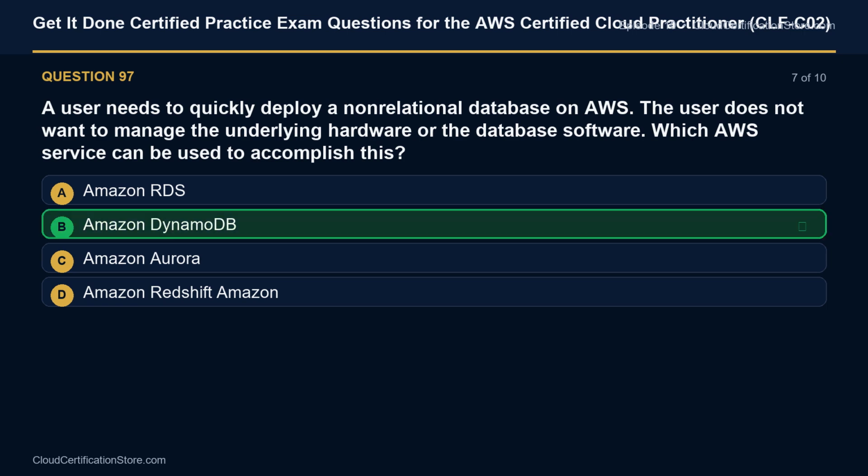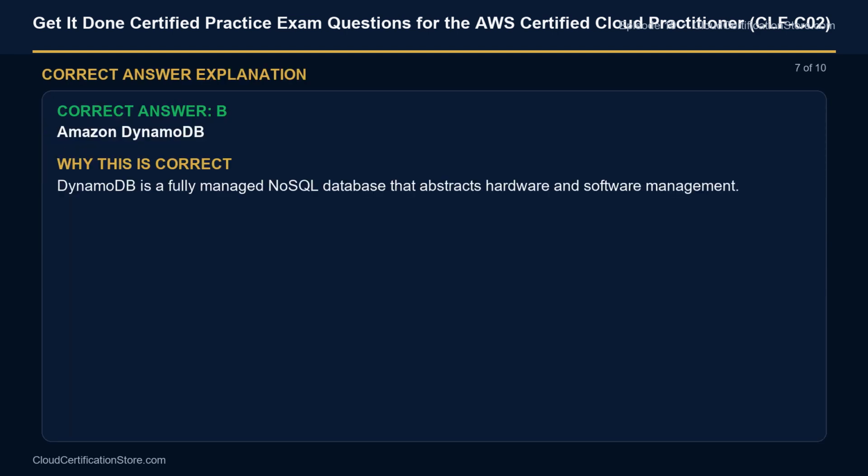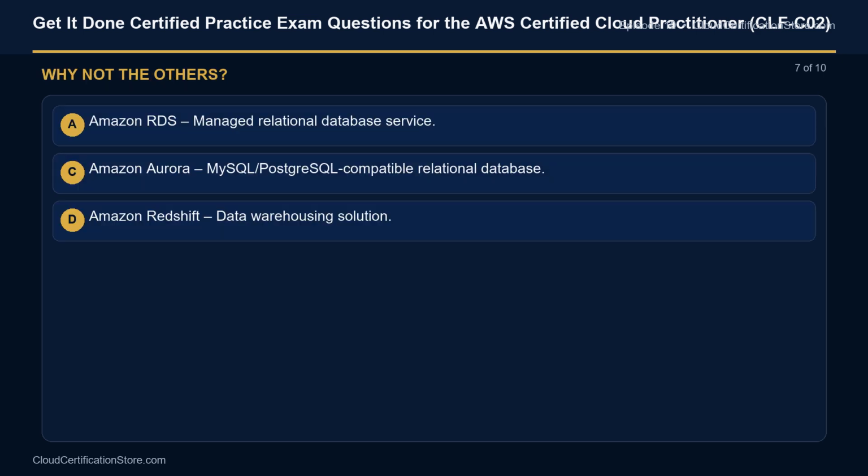The correct answer is B. Amazon DynamoDB. Explanation. DynamoDB is a fully managed NoSQL database that abstracts hardware and software management. Why not option A? Amazon RDS is a managed relational database service. Why not option C? Amazon Aurora is a MySQL/PostgreSQL-compatible relational database. Why not option D? Amazon Redshift is a data warehousing solution.